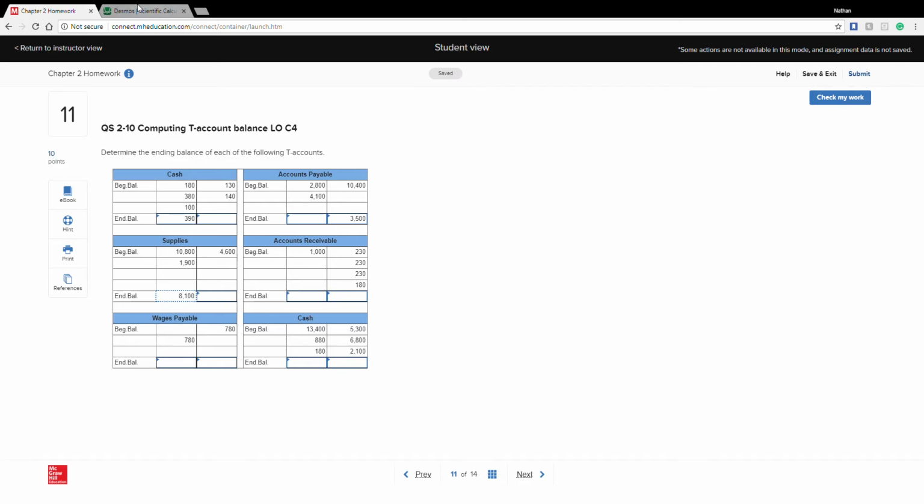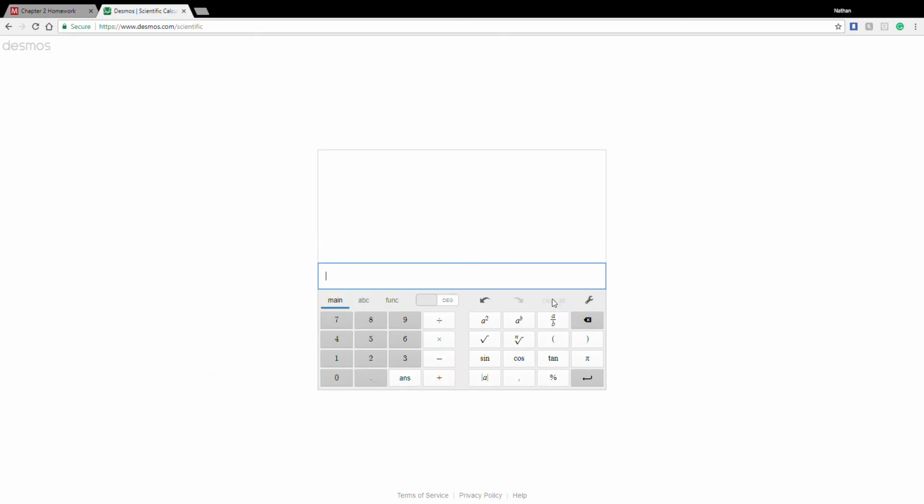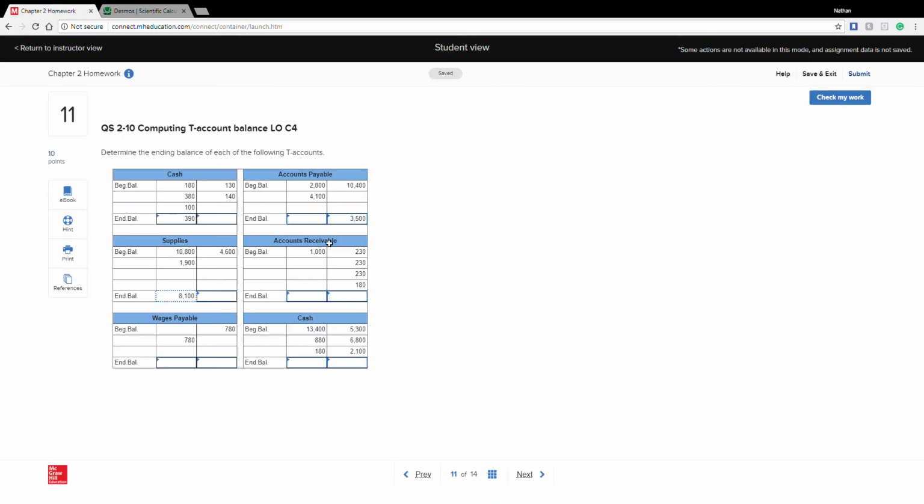Here, accounts receivable, we have 230 plus 230 plus 230 plus 180. So for our credits, it's a total of 870. We only had one item that was on its normal side, its normal debit for accounts receivable. So we subtract out its credits. You should have 130.